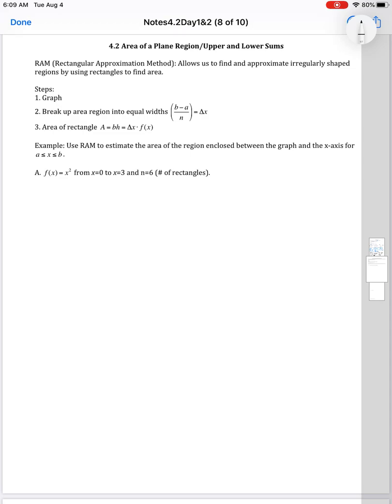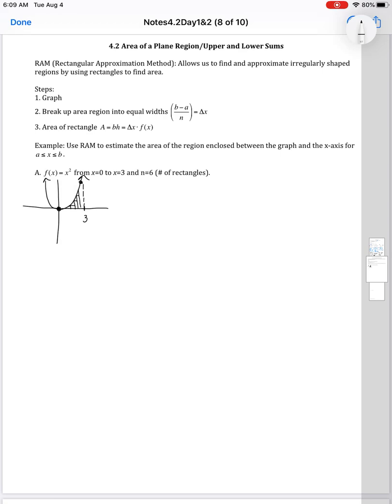All right, so I'm going to lean more towards creating a number line rather than creating a coordinate plane, just because it's not necessarily needed. Let me show you what it looks like, though. So if this is our parabola, we know that it starts at the origin. And the question is saying, okay, well, we're going from 0 to 3. So say here's 0 to 3. And here's that point right there. Okay, and we want n equals 6. Well, that's the number of rectangles.